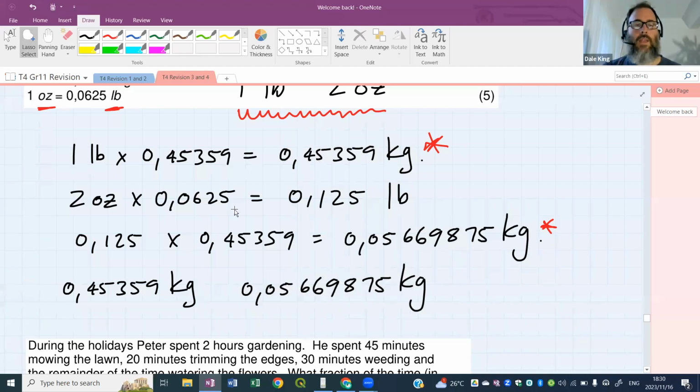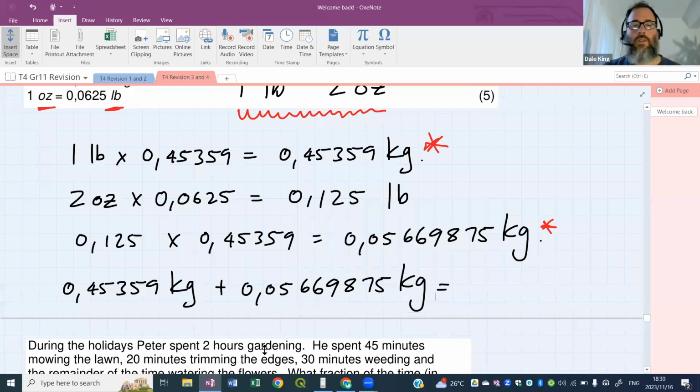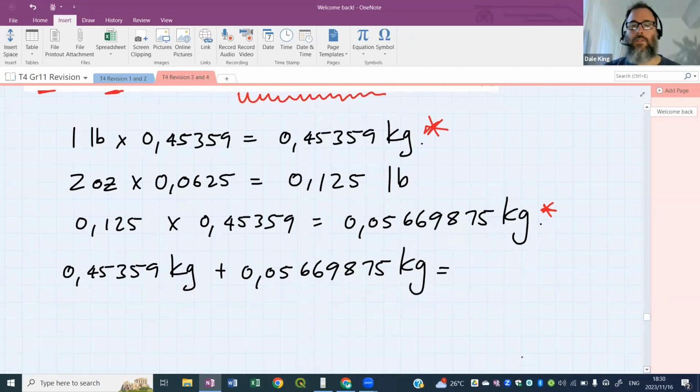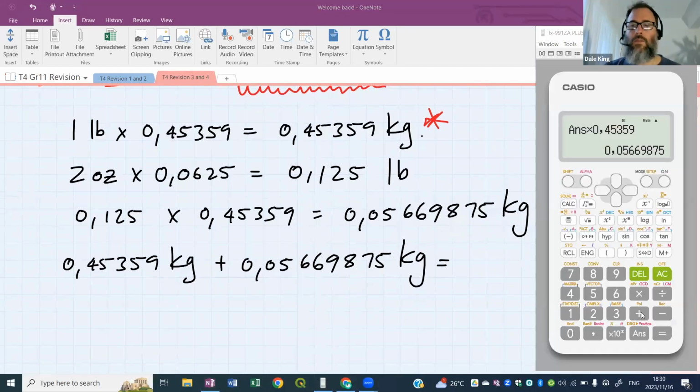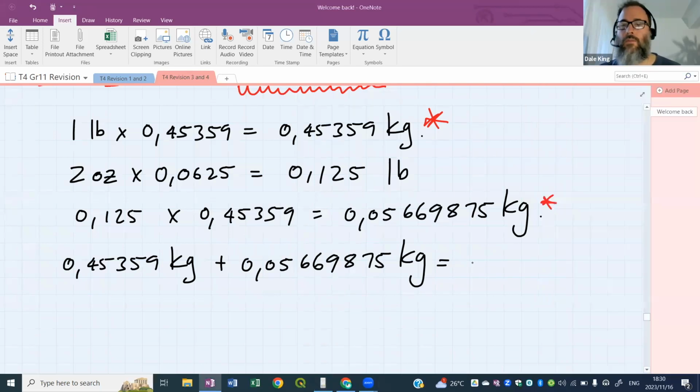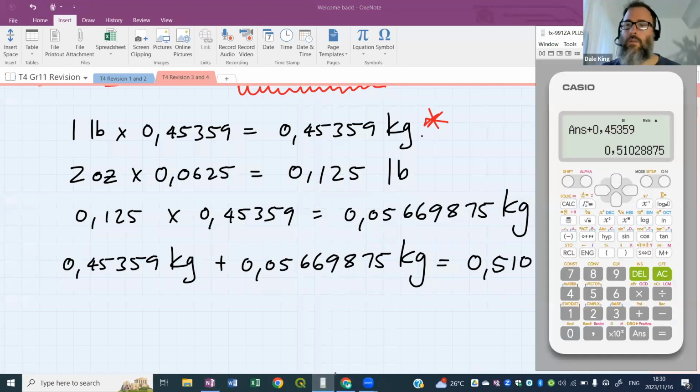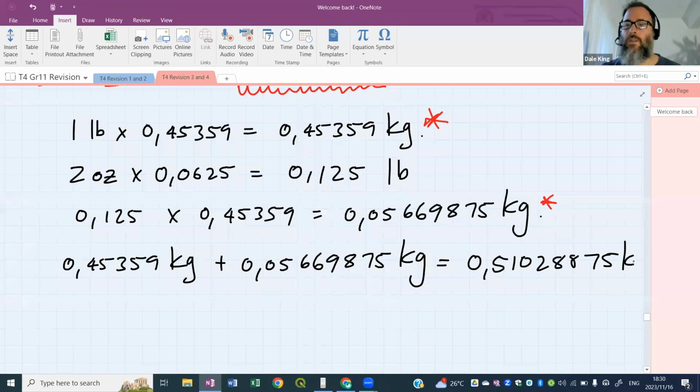Okay, so we add these two together, and then you should get your final answer in kilograms from there. So let's do that. I'm going to take what's on my screen and just add it to the 0.45359, and that gives me 0.51028875 kilograms. All right, and are we done?